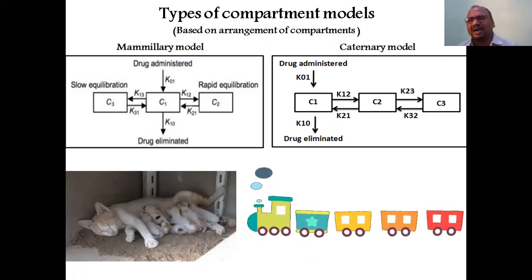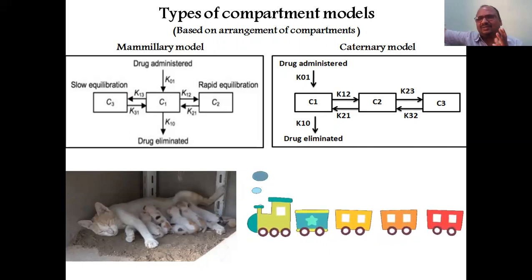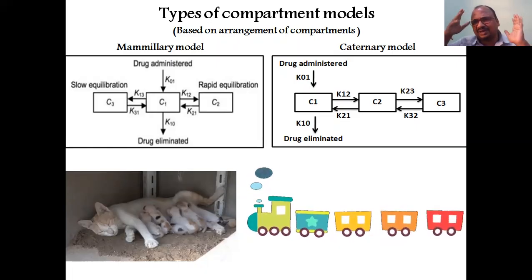Whereas a catenary model, see here, C1 is the one main compartment, just like a train engine. Peripheral compartments are following the main compartment. Like that, we are imagining our body just like a train. That's why this is also called a train type model.